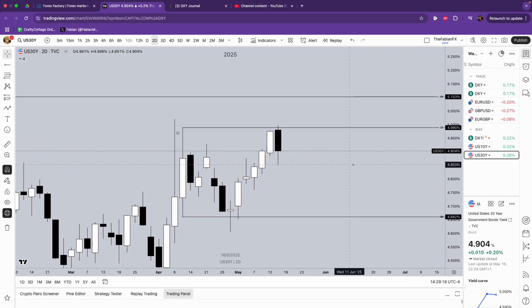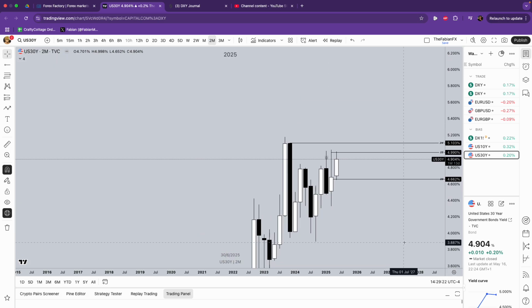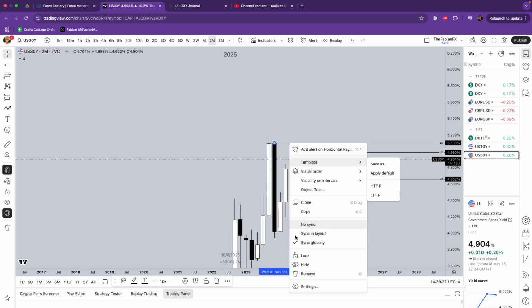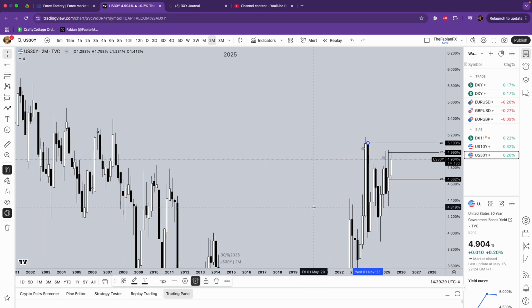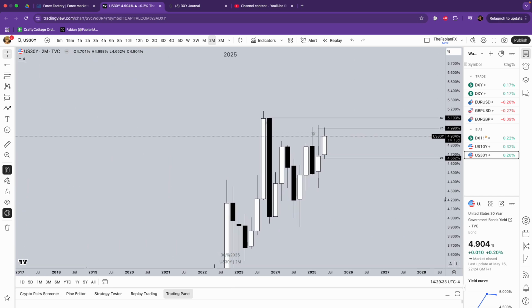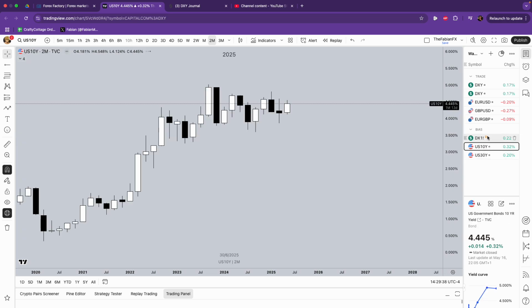And how do I know that the DXY is going higher as well? As you can see, 2-month range. Until this is taken, there is no point of us looking for shorts long term. Because we're in the last quarter as well. I should be taking next week. It should be clean.